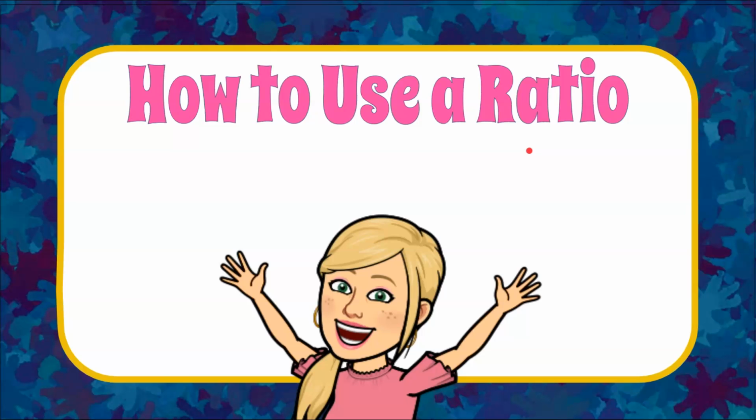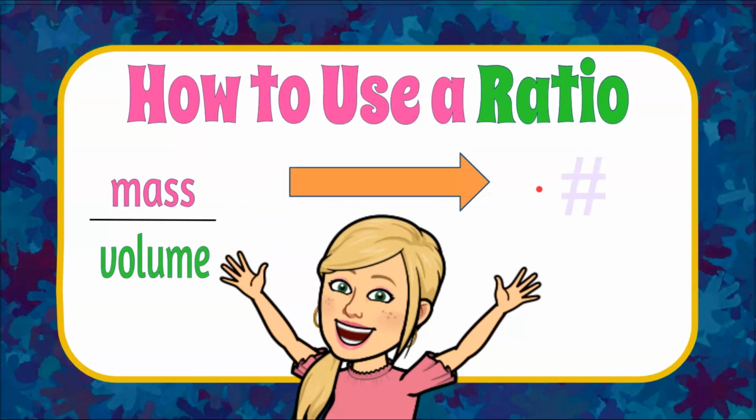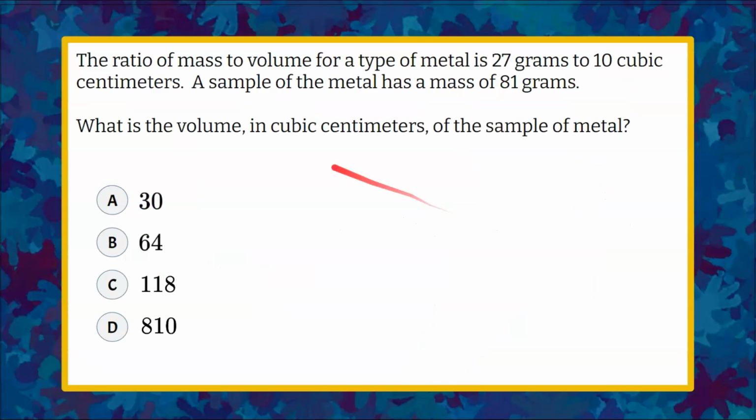It's the magic of math here, and today we're going to learn how to use a ratio, mass over volume, to find an unknown amount when we're given the mass. Here we go. We have the ratio of mass to volume for a type of metal is 27 grams to 10 cubic centimeters. A sample of the metal has a mass of 81 grams.